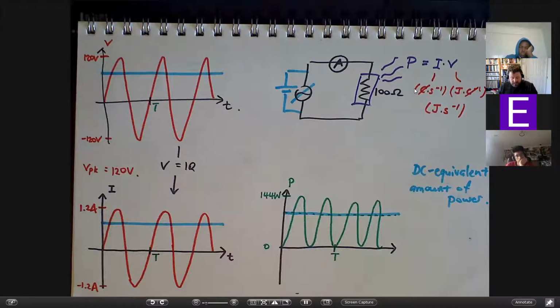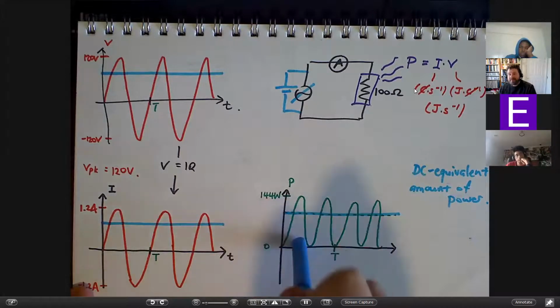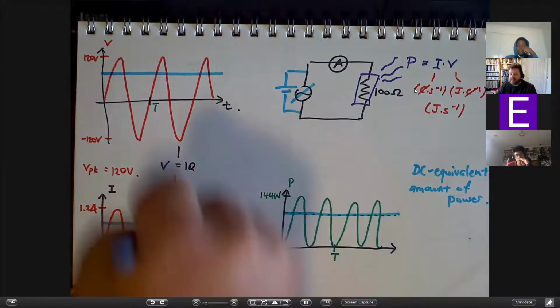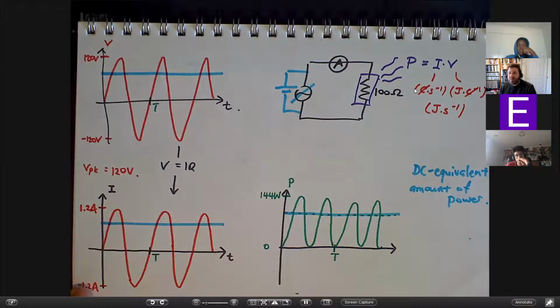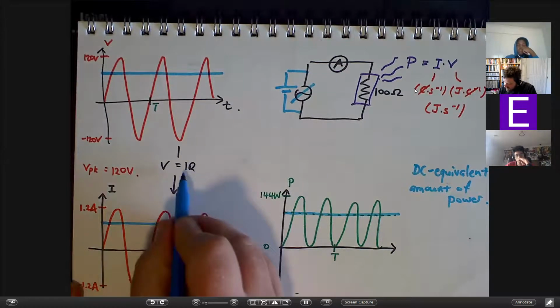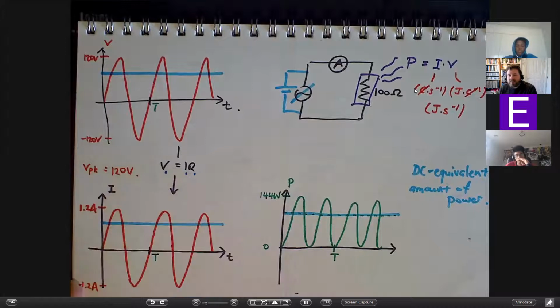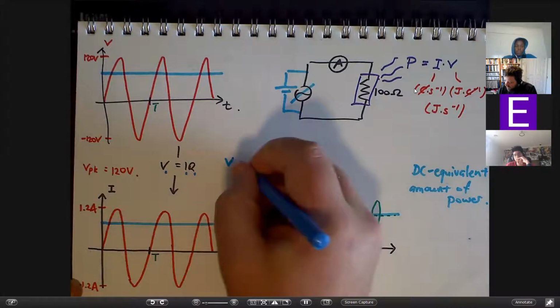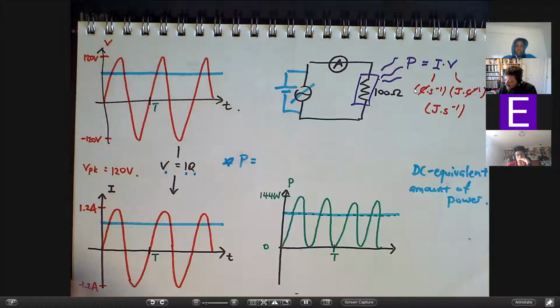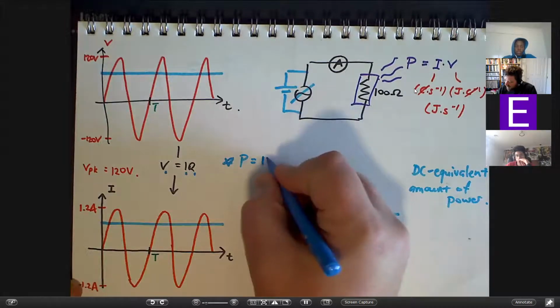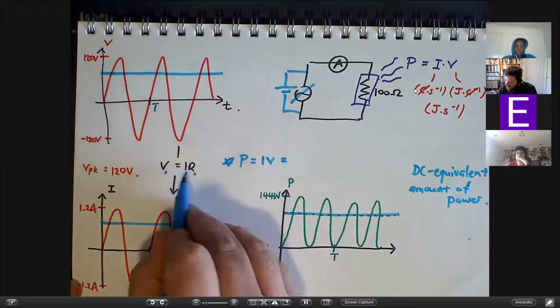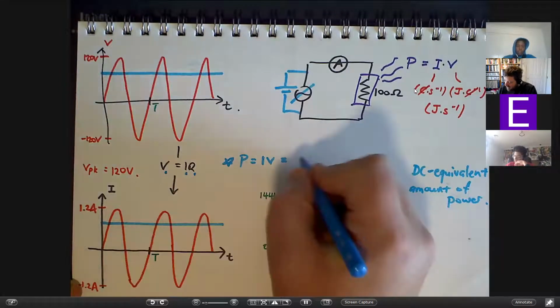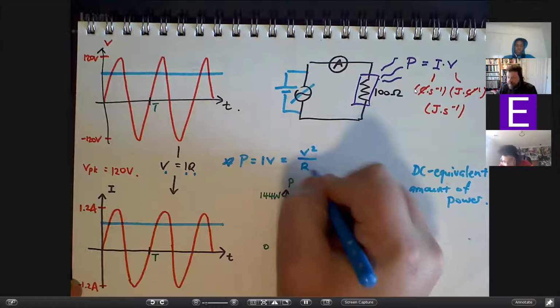Right. So conceptually, what we're doing here is we're taking the average of the power. Okay. We're taking the average of the power and then we're working backwards to find what the voltage is. But if you think about this, if V is equal to IR, then we can say P is equal to IV. But if I is just V on R anyway, then this is V squared over R.